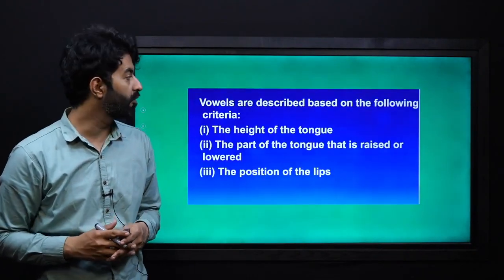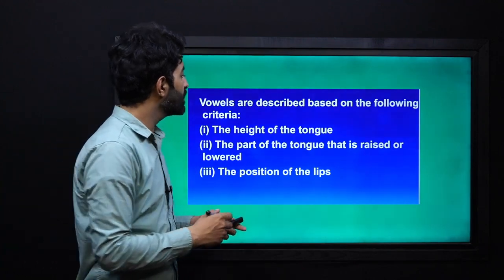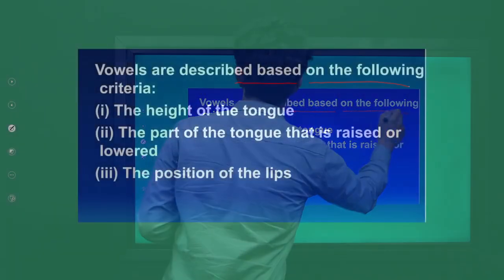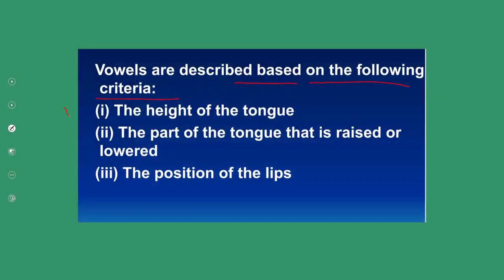Now let's move forward. Vowels are described based on the following criteria. Number 1, the height of the tongue. Number 2, the part of the tongue that is raised or lowered. And number 3, the position of the lips. So keep all these things in mind.